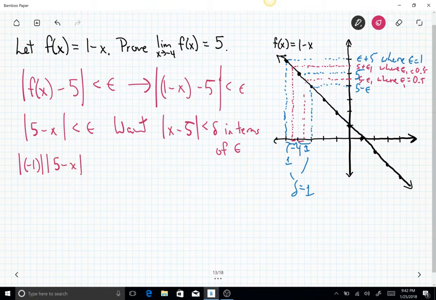That won't have any effect because the absolute value of -1 is +1. So notice that is the same as the absolute value of negative 5 minus x, and we're assuming that that's less than epsilon still. And so notice you get x minus 5 is less than epsilon. So that is going to be equal to our delta. And we'll do one that's going to be a little bit harder next.